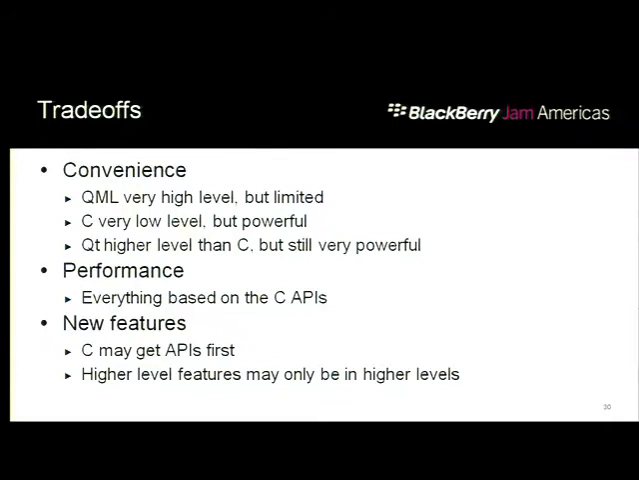C, it's very low level, but it's very powerful. It's going to be the fastest. It's really nice if you have a library that works in C already. You can just use these APIs. Qt's higher level, still very powerful. You can do basically the same stuff, and it's not a big performance hit, but all the Qt stuff is built on top of the C APIs, so there is a little bit of penalty you're paying there.